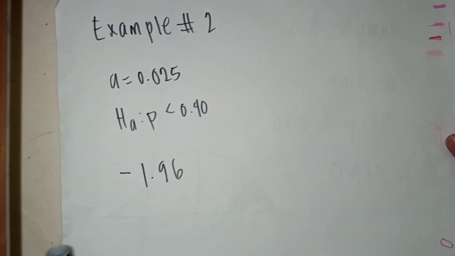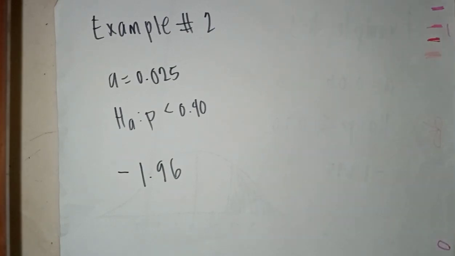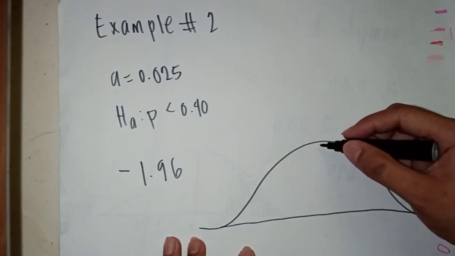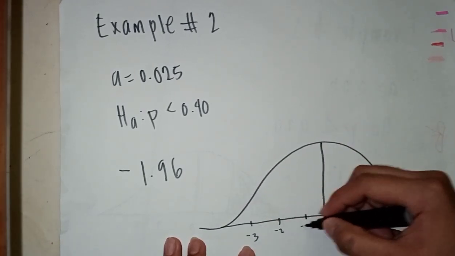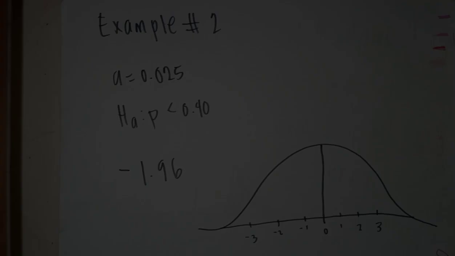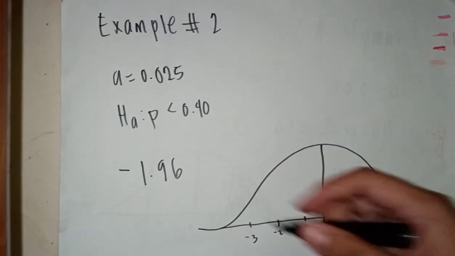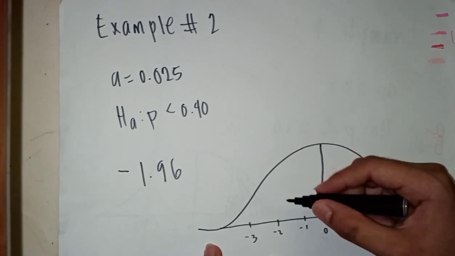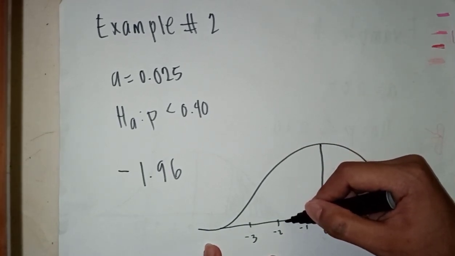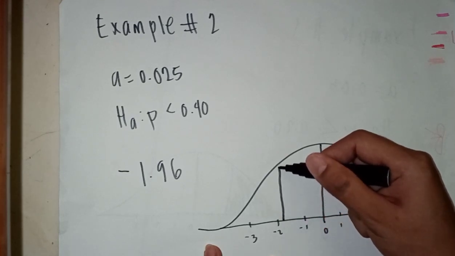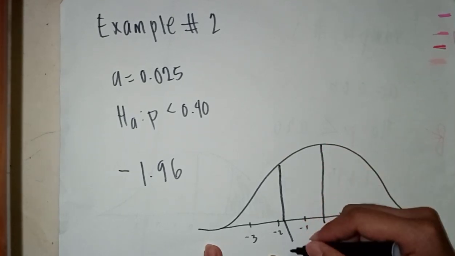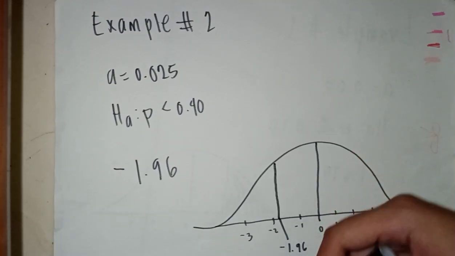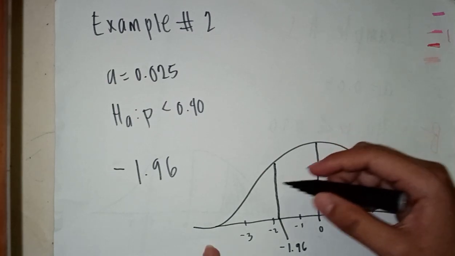We need to illustrate the rejection region in the normal curve. Our critical value is negative 1.96, so here we will plot it: negative 1.96. So, this is our rejection region.